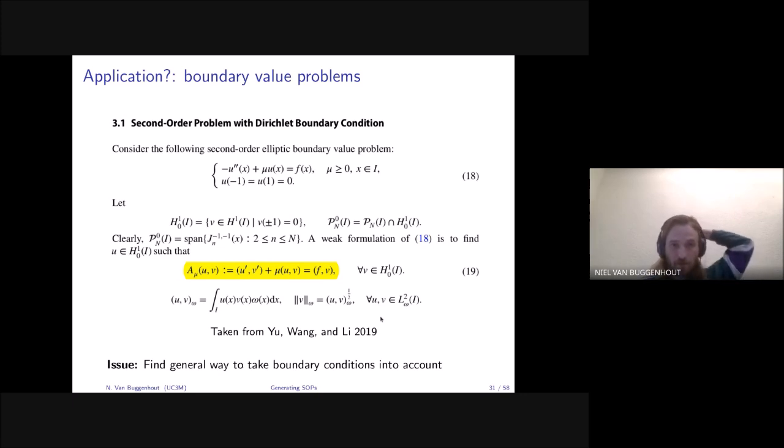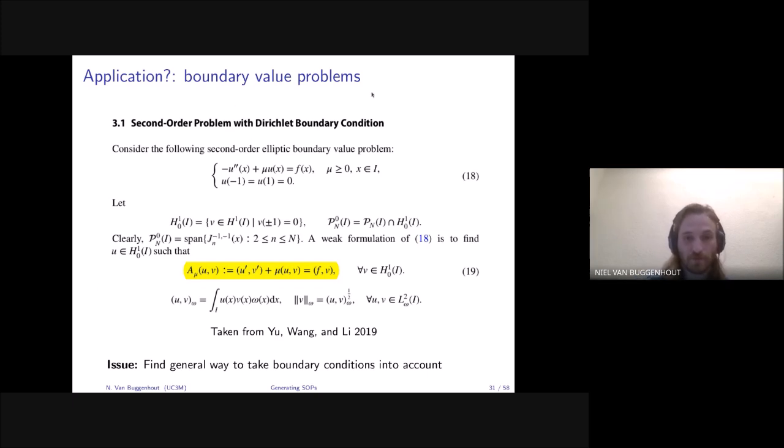Maybe one mention of an application which I'm also trying to look into is whether they can be used to solve boundary value problems very efficiently. So there are some works. I just took one that I found some time ago.